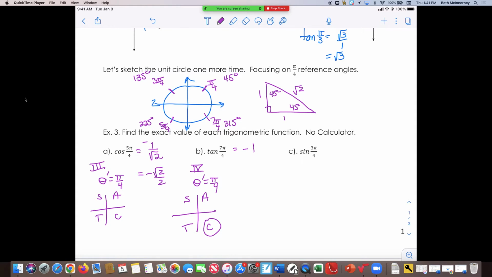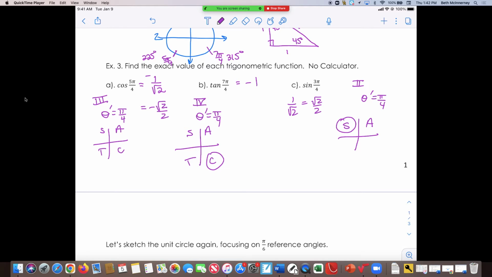For letter B, are you getting negative 1? Yes. All right, letter C, 3 pi over 4, wrong quadrant. Second quadrant. Reference angle, pi over 4. All students, sine is positive. It's 1 over square root 2, which is square root 2 over 2. Do you see we're getting faster at it now? A little bit faster.